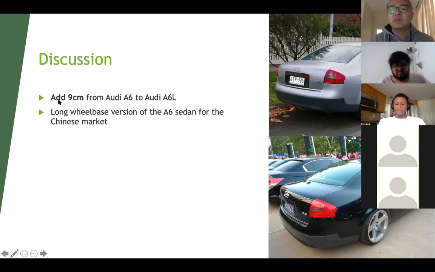So the difference between the A6 and A6L is that they add 9 centimeters from the previous version to the next version.